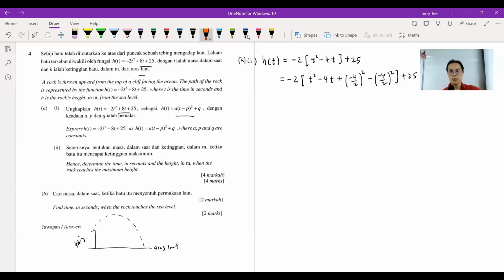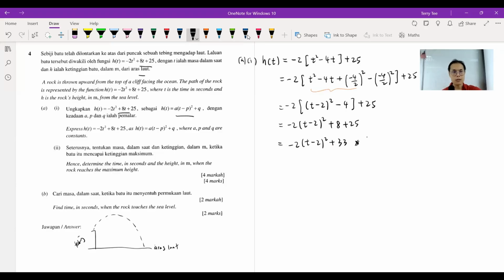Now, this three term, 1, 2, 3, you can combine it into (t minus 2) squared. And -4 divided by 2 is -2. -2 squared is 4. Then you plus with 25. Take this -2, you multiply inside. This would be +8 plus 25. And your answer is -(t minus 2) squared plus 33. Okay, there you go. So I've already expressed this in this form.